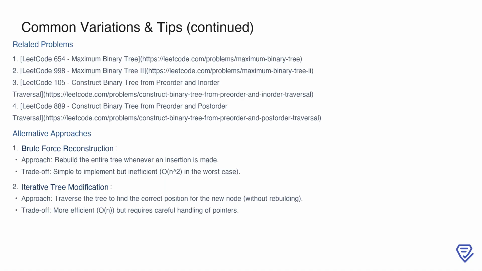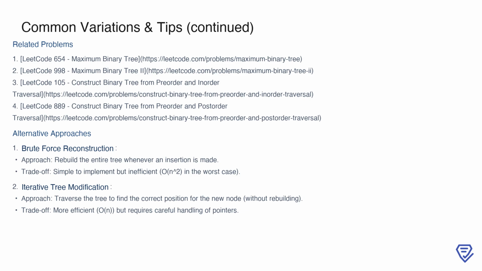It's also helpful to explore related problems and alternative approaches. For instance, LeetCode 654 focuses on constructing the maximum binary tree, which is the foundation for this problem. LeetCode 105 and 889, on the other hand, deal with constructing binary trees from pre-order and inorder or post-order traversals, which can deepen your understanding of tree construction techniques.